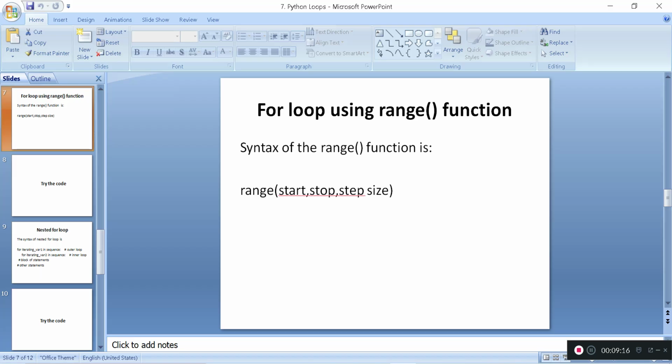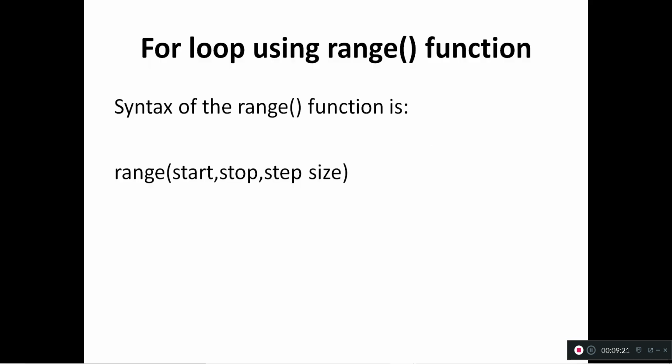Right, now let's move on to the next for loop using the range statement. The range function is used to generate a sequence of numbers. If we pass range 10, it will generate the numbers 0 to 9. The syntax of the range function is range, start, stop, step size. This is the syntax we use.